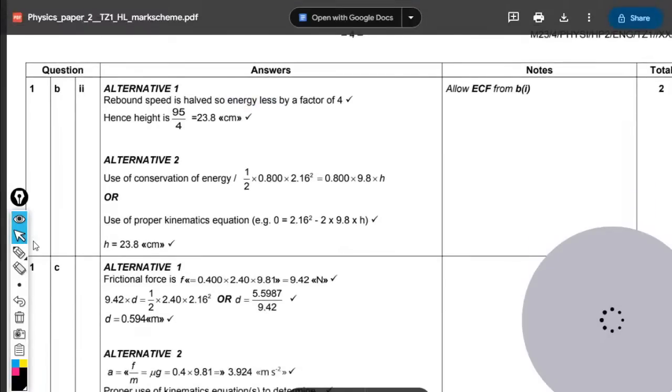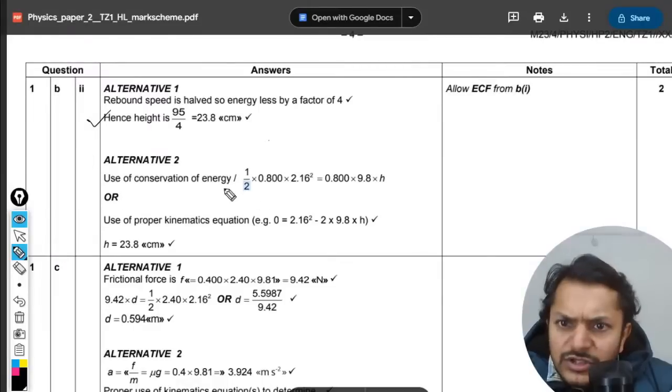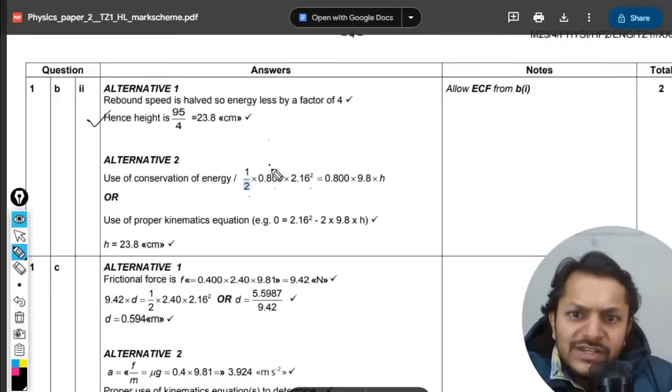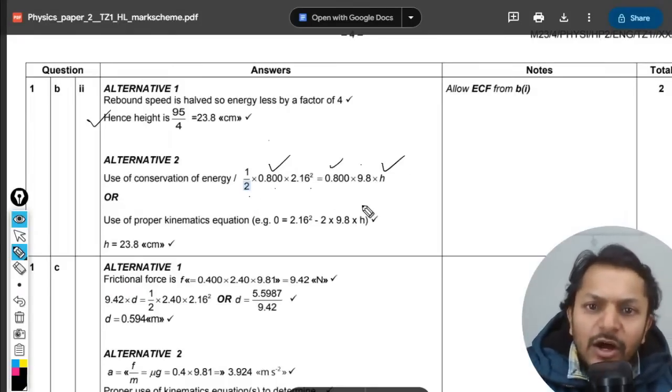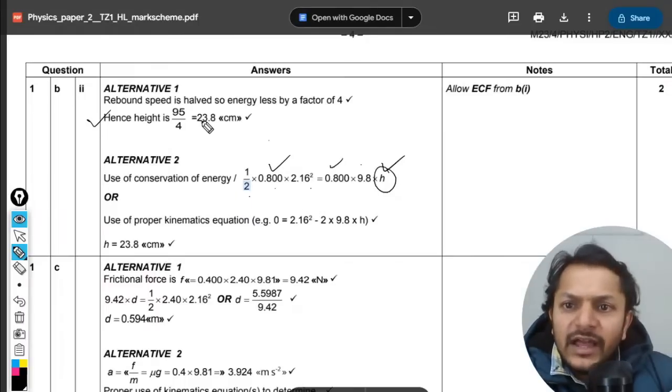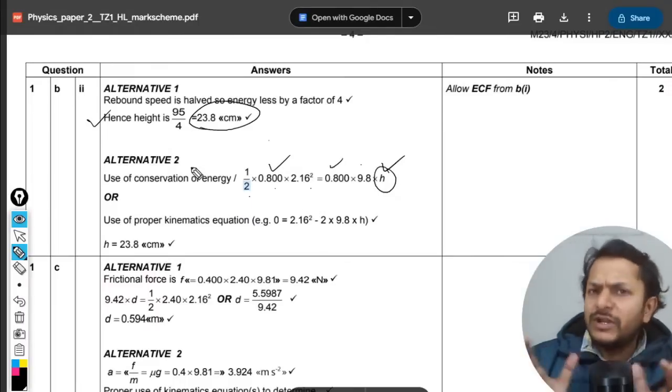Yes, so the speed is halved. Okay, so here they're directly saying that the speed is halved, so the height is halved. But otherwise, you see here, use the conservation of energy. Half mv square is equal to mgh. This is what we have done. Okay, and accordingly we will find the height h, which will be coming out to be equal to 23.8.